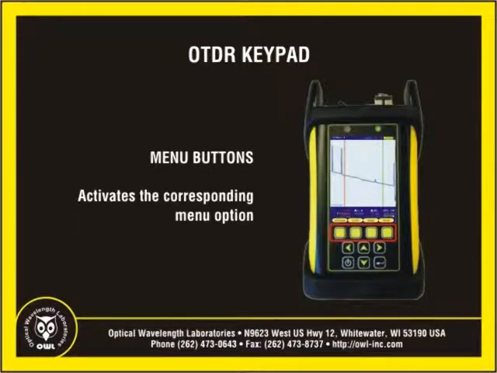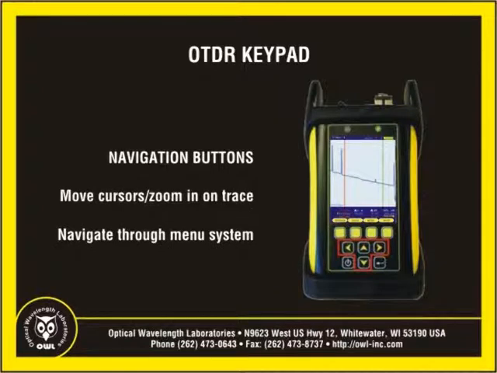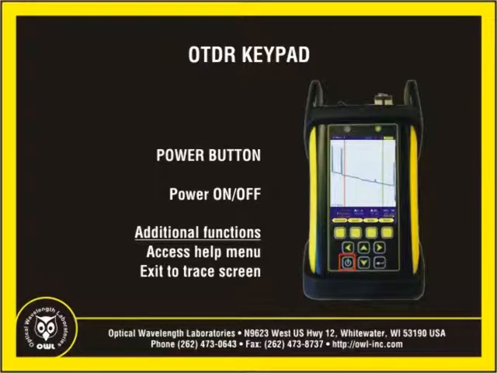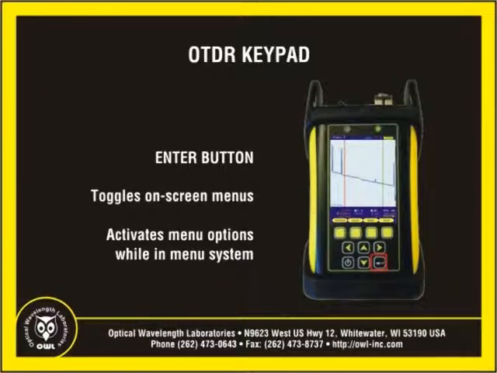OTDR functions are controlled through a 10-button keypad. Each of the four yellow menu buttons activates the menu option located directly above the corresponding button. Four navigation buttons move cursors or menu options in the direction of the button, as well as zooming or panning the OTDR trace screen. The power button powers the OTDR on or off. Additional functions use the power button as well, such as accessing the help menu or returning to the main trace screen. A power symbol will appear next to these additional functions. The enter button toggles between the various menus at the bottom of the trace screen and also activates some menu options while in the menu system.